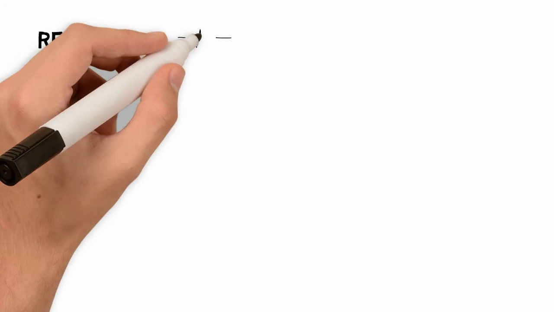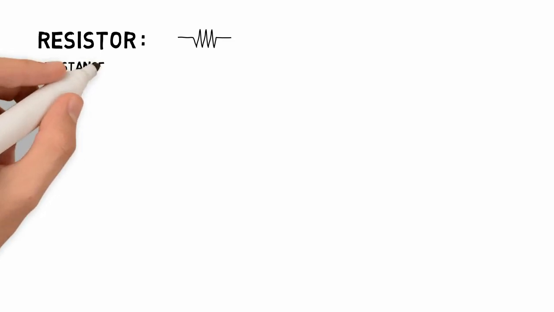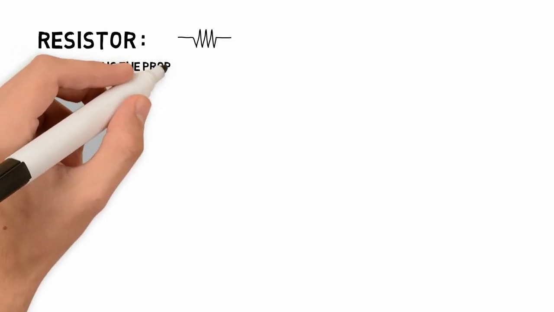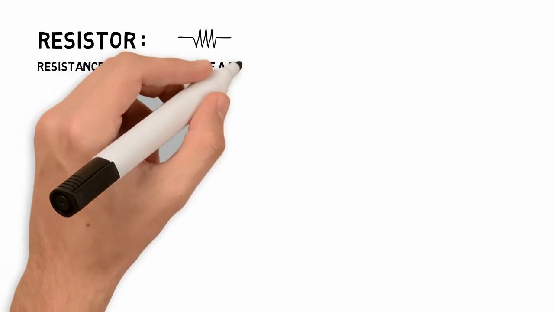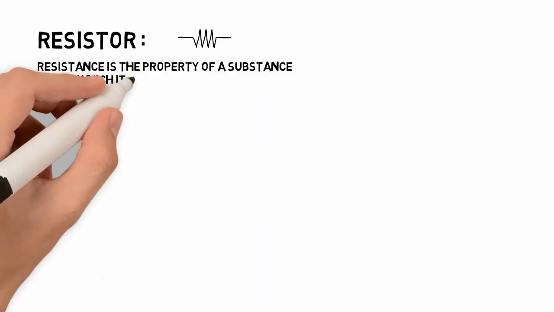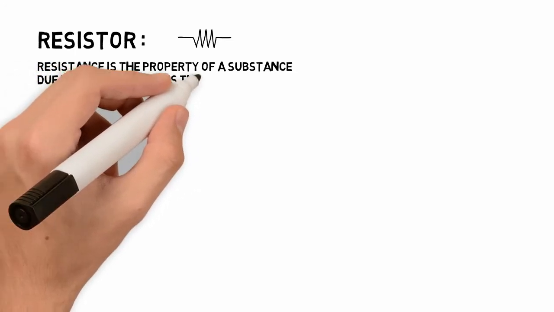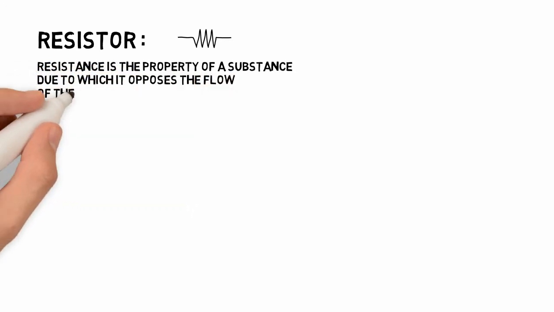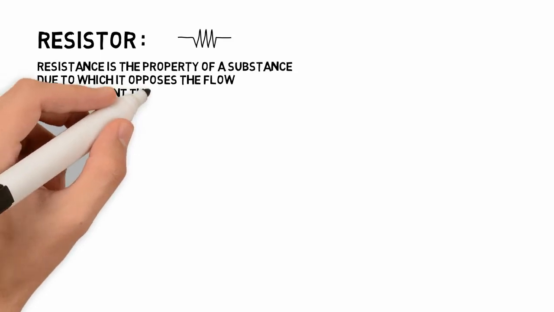Resistor. Resistance is the property of a substance due to which it opposes the flow of current through it. Resistance is equal to rho L by A, where rho is the resistivity of the material, L is the length of the material, and A is the cross-sectional area of the material.